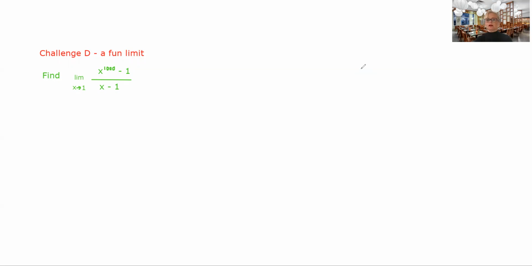I feel like doing a few challenges today. I've already done one. I want to do this fun limit as another example. This limit is really cool for a number of reasons. It brings in a number of different areas of senior high school maths, and it has a really nice simple answer, so it's really cool.